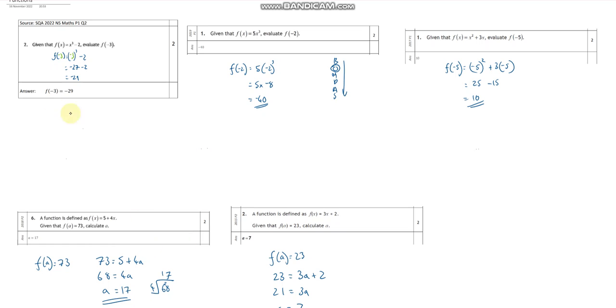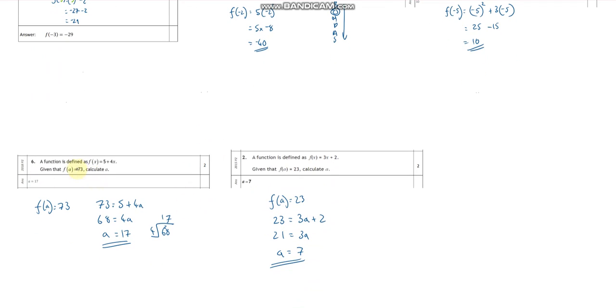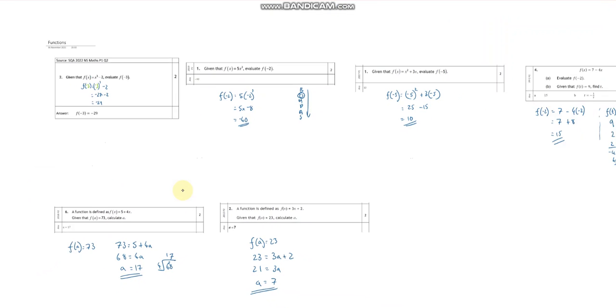These are your main function questions. Substitute a number in, get comfortable with your negatives. Working backwards. Don't put 73 into the function. That's the big mistake. So look, I hope that was helpful.